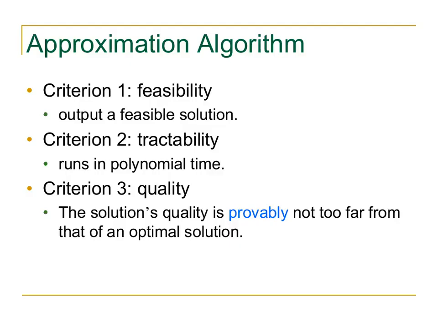Now let's outline the 3 essential criteria for any approximation algorithm. First, feasibility. The algorithm must always produce a valid solution that satisfies the problem's constraints. Second, tractability. It needs to run efficiently, typically in polynomial time. And third, quality. There must be a provable bound showing that the algorithm's solution isn't too far from the true optimum. Together, these requirements ensure our approach is practical, scalable, and delivers reliably good solutions.